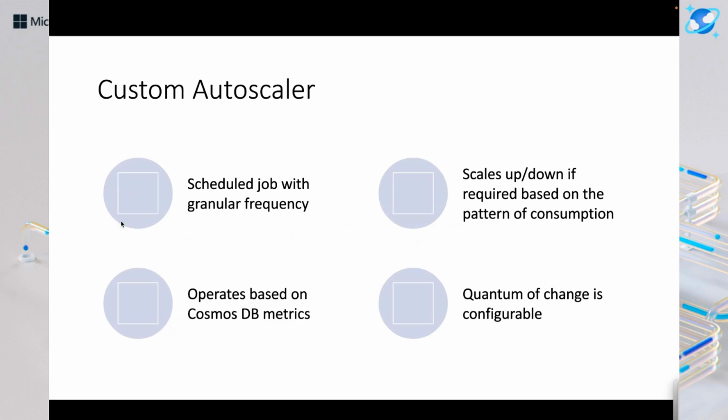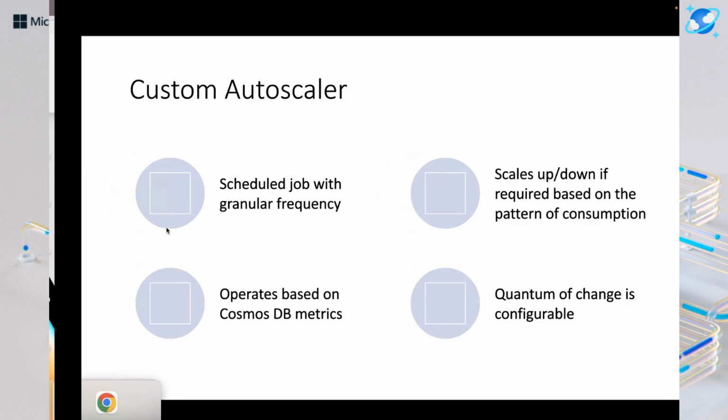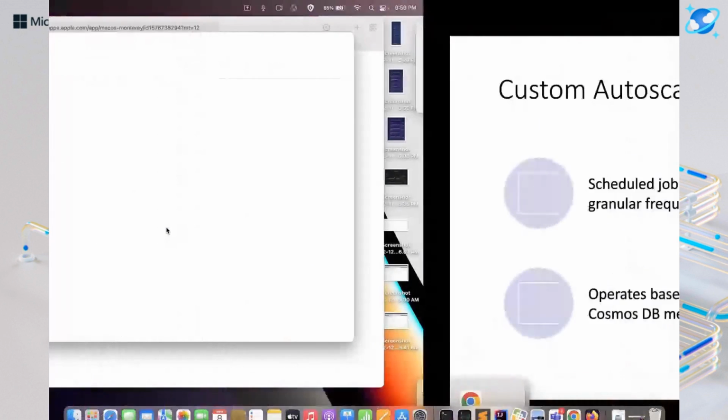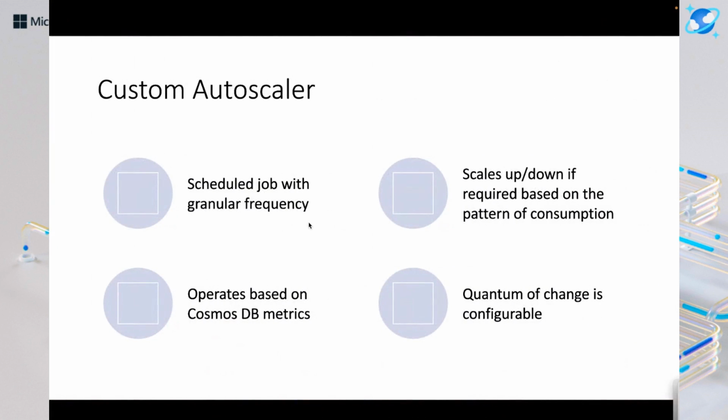Now let's also take a look at the custom autoscaler which InMobi has built. So the first thing is, what is the custom autoscaler? It is a scheduled job which runs with a granular frequency. We can customize what frequency we want to run it at. What this job does is it scales the Cosmos DB RUs up and down based on the pattern of consumption. It checks all the metrics that are there, and based on that, it will scale up and down. And the amount of change that it should do is totally configurable.